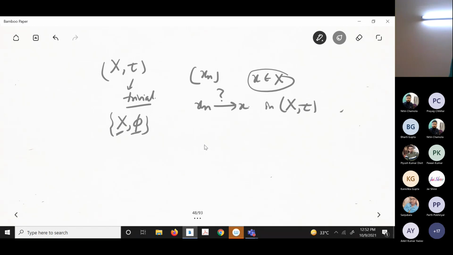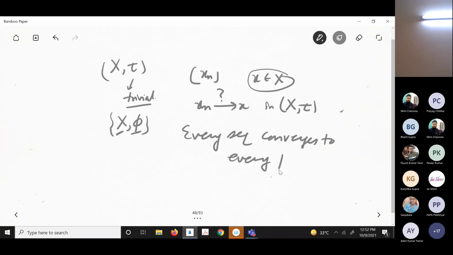That means here you are getting what? Every sequence converges to every point. Obviously, we will say that this is not a nice space. Okay. Yes, it's not a nice space. But it's a good friend because it often serves as a good counterexample.